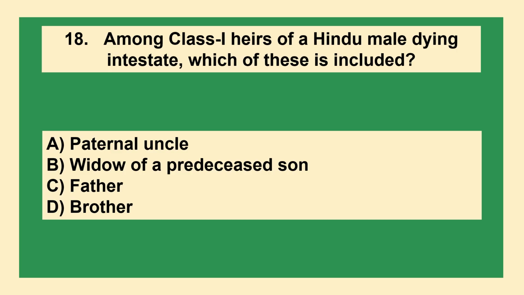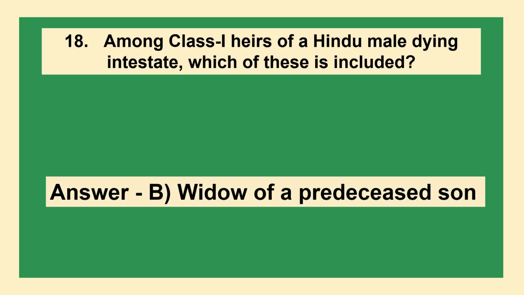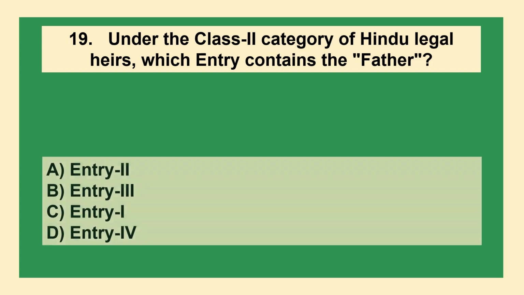Among class 1 heirs of a Hindu male dying intestate, which of this is included? Option A, paternal uncle. B, widow of a predeceased son. C, father. D, brother. The answer is option B, widow of a predeceased son.